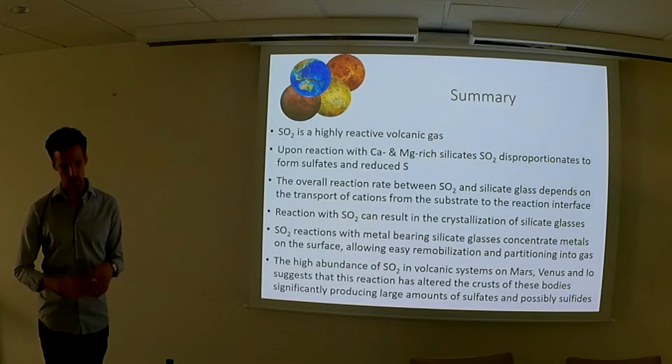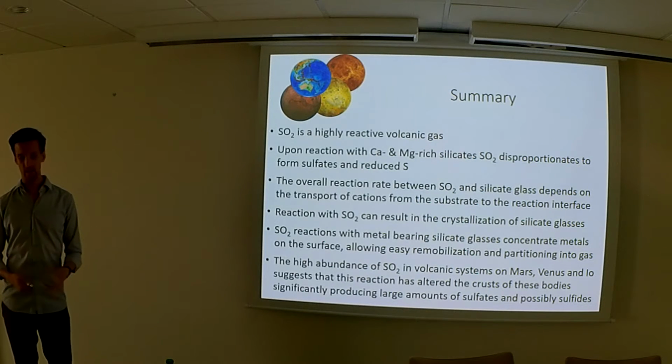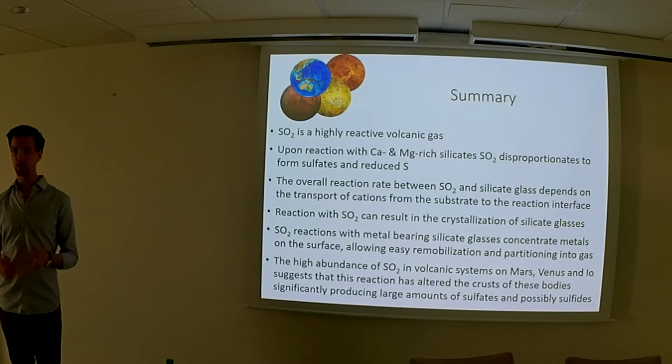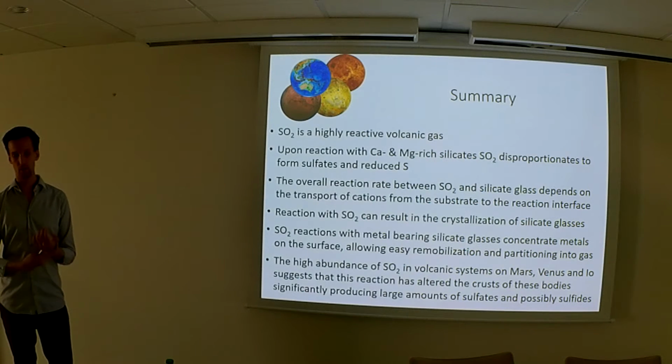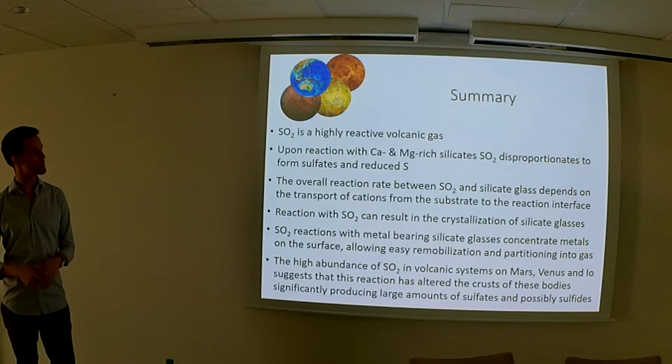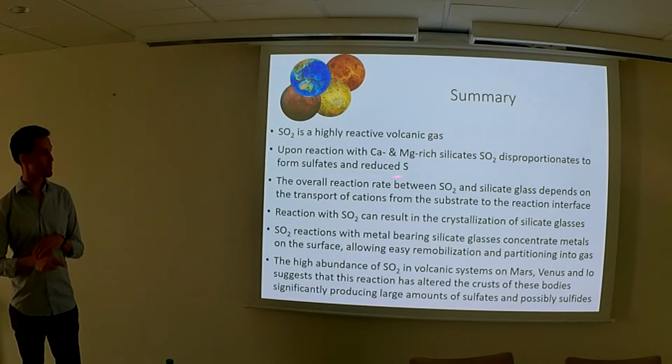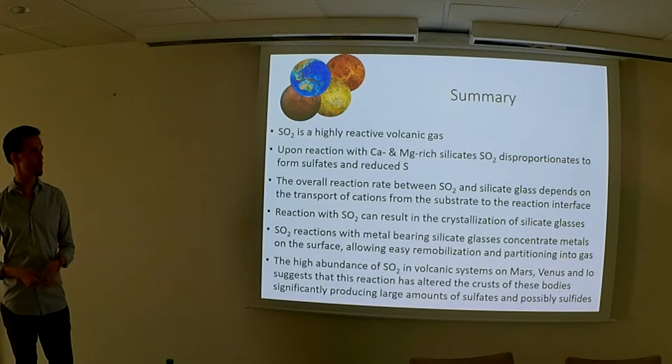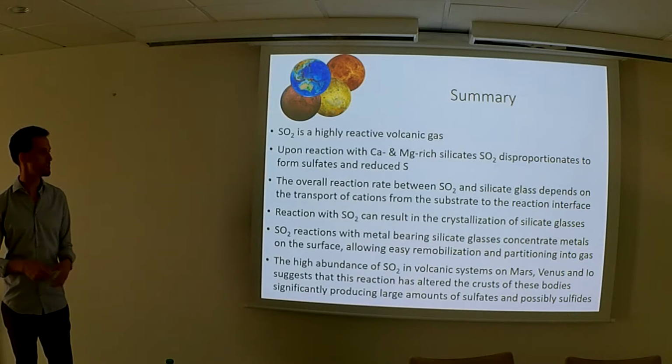So in summary, sulfur dioxide is a very reactive gas. Depending on the composition and structure of the glass, within 10 minutes we have a complete coverage of those surfaces at 600 to 800 degrees. We form both an oxidized and a reduced sulfur due to this disproportionation of the sulfur dioxide. And it looks like the sulfur dioxide reaction rate overall is actually controlled by the silicate glass structure and not by the layer that we form on the surface.